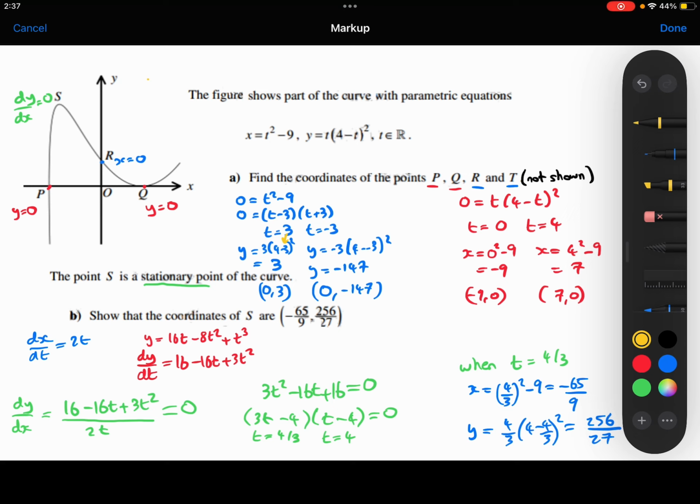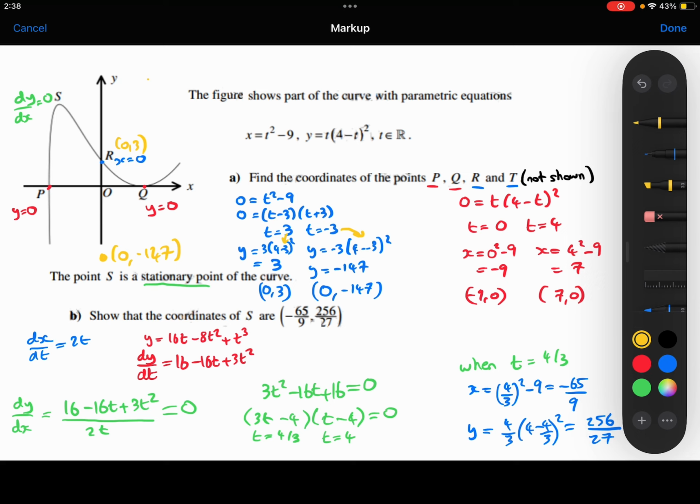When I do the same thing for when t is minus 3, so minus 3 times 4 minus minus 3 all squared, that gives minus 147. So that's like way down here. So that's the point T that's not being shown here. And point R is the coordinate 0, 3.